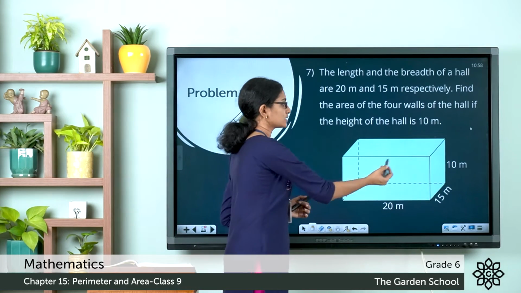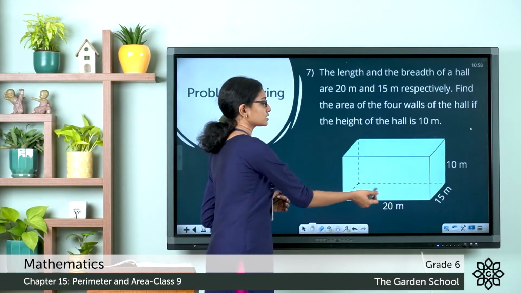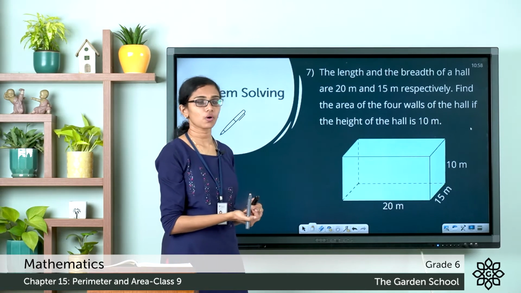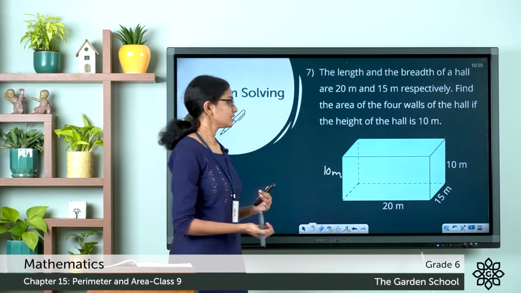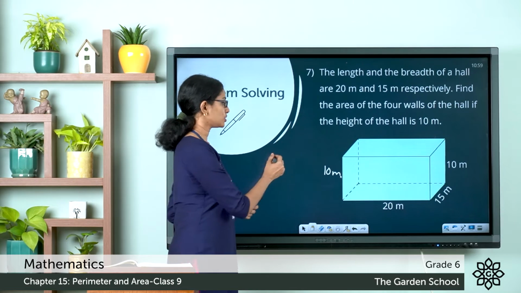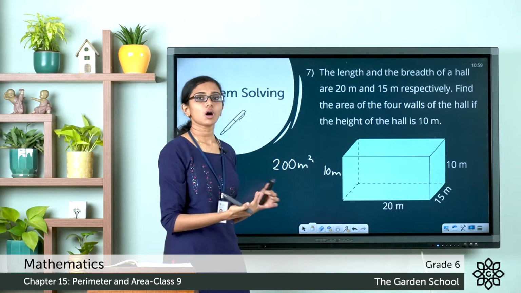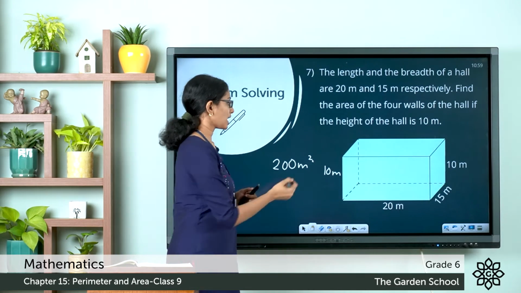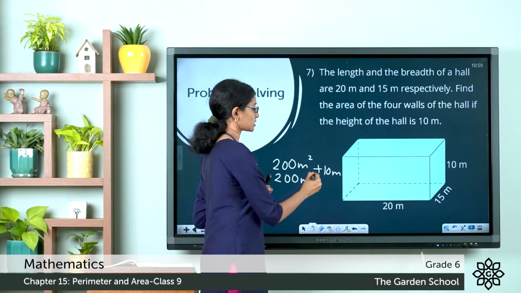So if you consider this wall here, the length of this wall is equal to 20 meter, and the breadth in this case is the height of the wall, and here the height is 10 meter. So here the area of this wall is equal to 20 into 10, which is equal to 200 meters square. Now the wall opposite to this wall will also have the same area. So for that wall also the area will be equal to 200 meters square.